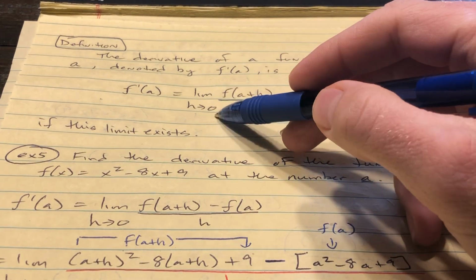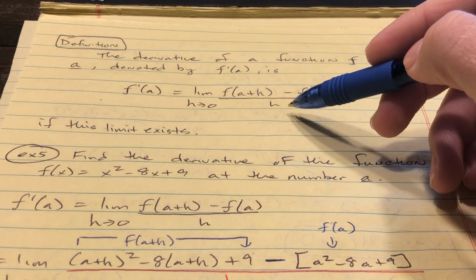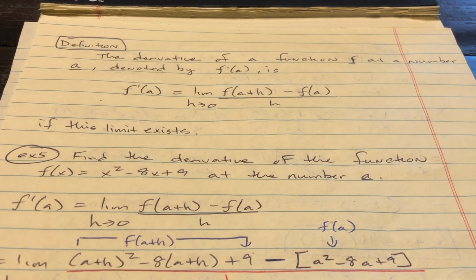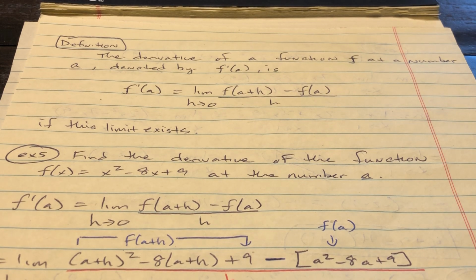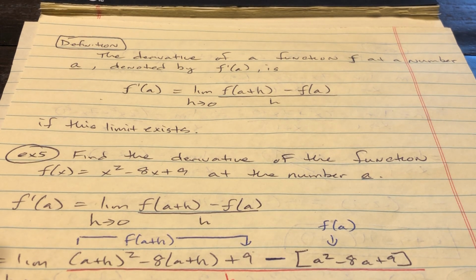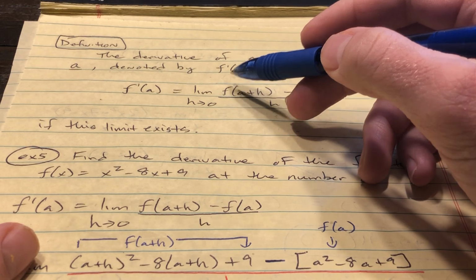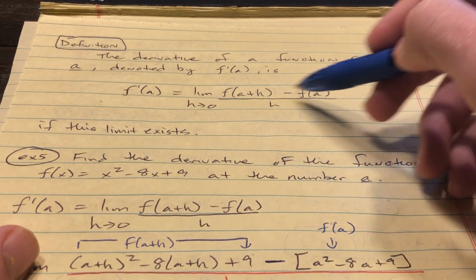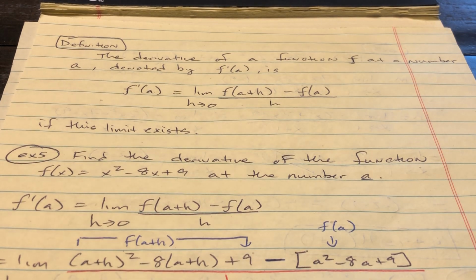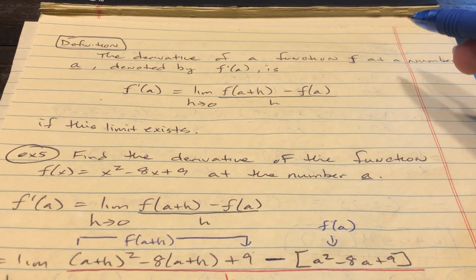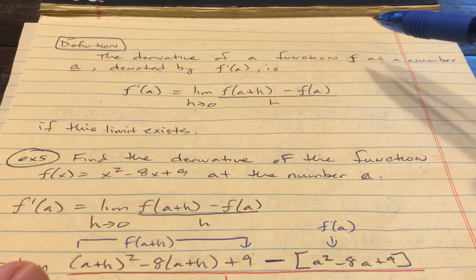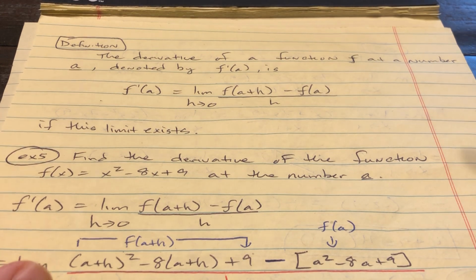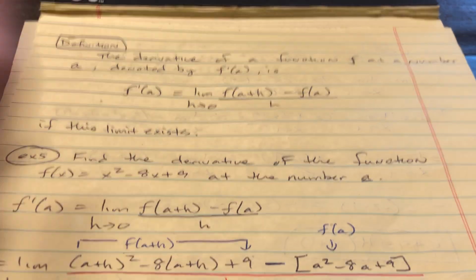It is the limit as h approaches 0. H is a horizontal distance, and that's what it was really doing in the last example. X minus a, that's a horizontal gap, and that was 0 because x was approaching a. It is the limit of f of a plus h minus f of a over h. Folks, this is very similar to the difference quotient. The difference quotient was f of x plus h minus f of x over h. You just didn't have the limit part.